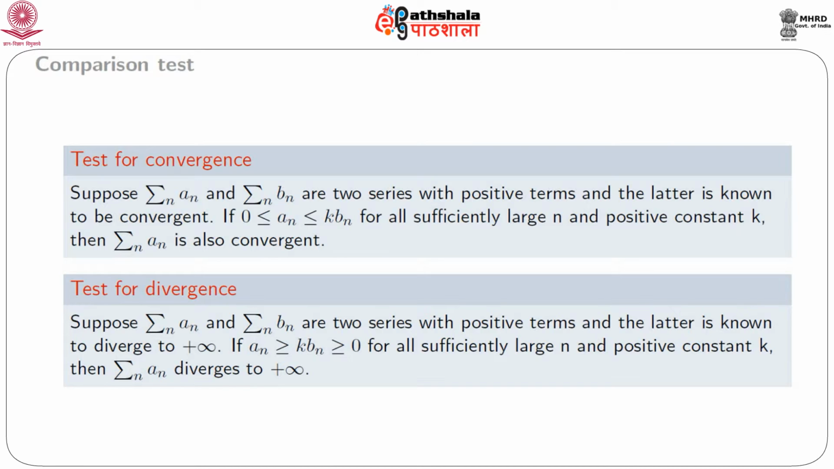So next, consider the corresponding test for divergence. Again, suppose summation an and summation bn are two series with positive terms and the latter is known to diverge to plus infinity. If an is greater than or equal to k times bn, which is greater than or equal to 0, for all sufficiently large n and positive constant k, then summation an also diverges to plus infinity.